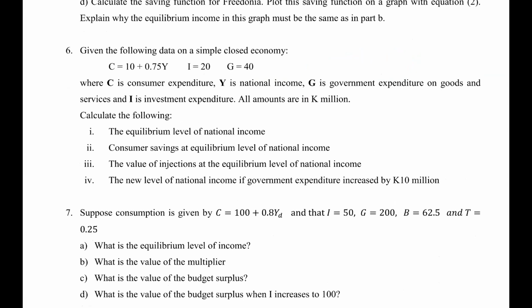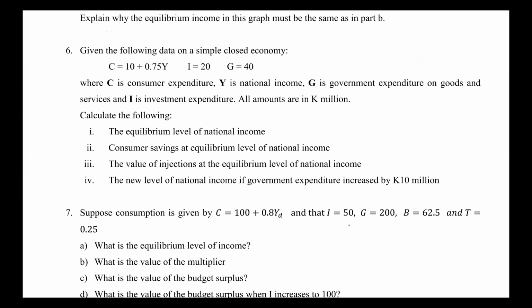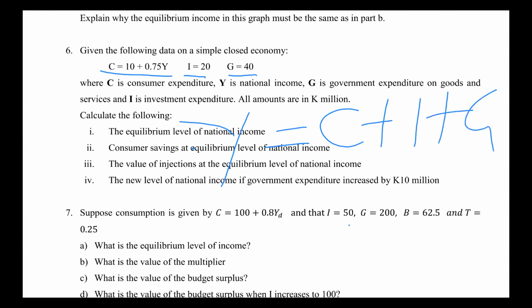So now, on question number 6. Given the following data on a simple closed economy, your C is this one, your investment is that, your G is that. Then the question is, can you calculate the equilibrium level of national income? Our national income Y is equal to C plus I plus G, is it? For the closed economy.